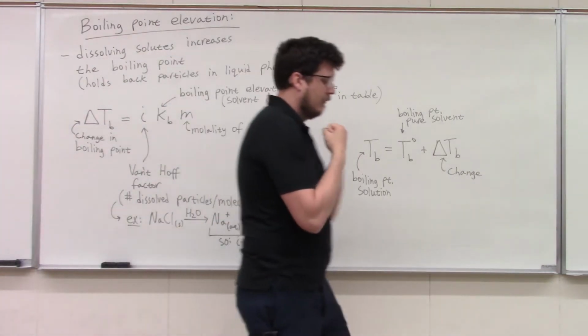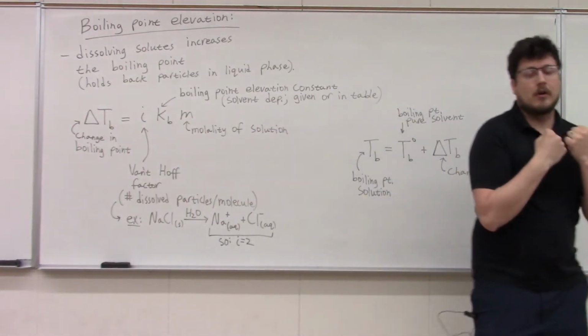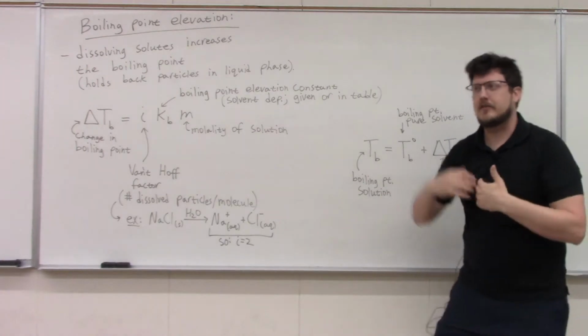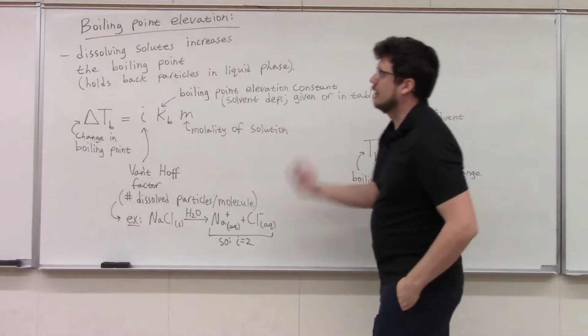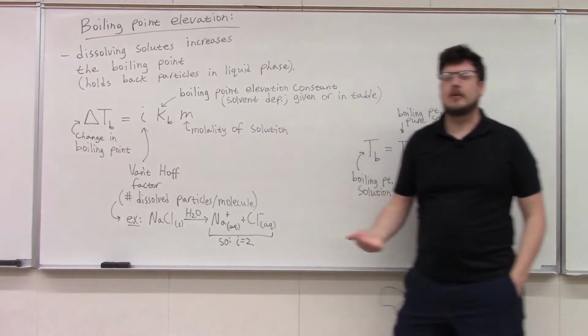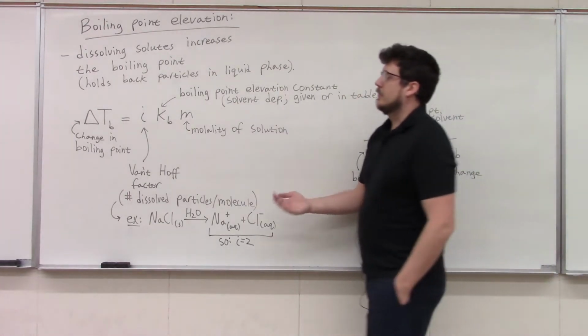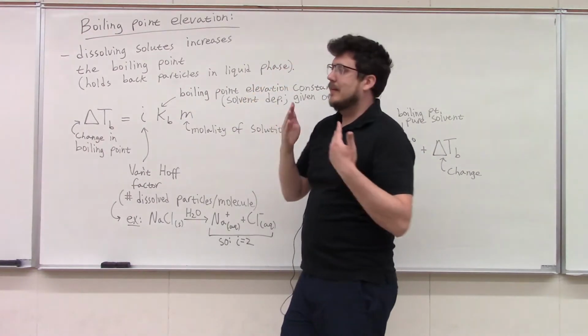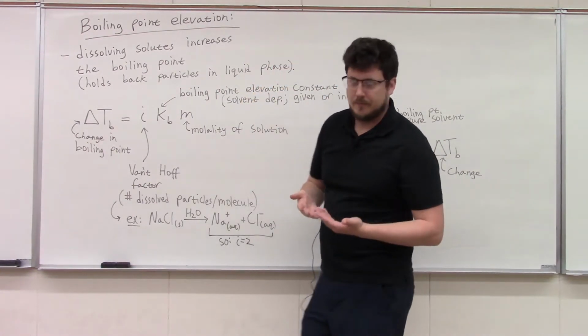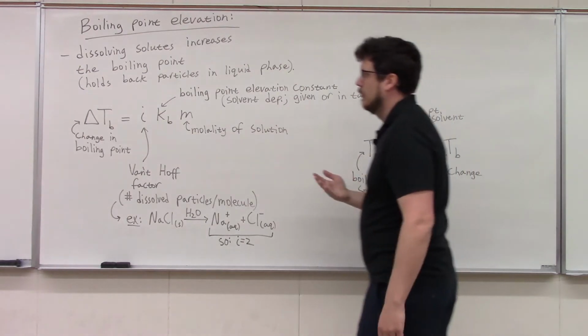the solvent particles from escaping from the liquid phase to the gas phase. They're being held back by the solutes. And so it takes more energy to bump them out into the gas phase. And so that means that our boiling point moves up. So the end result is the liquid phase is more favorable. Okay, so that means the boiling point moves up.